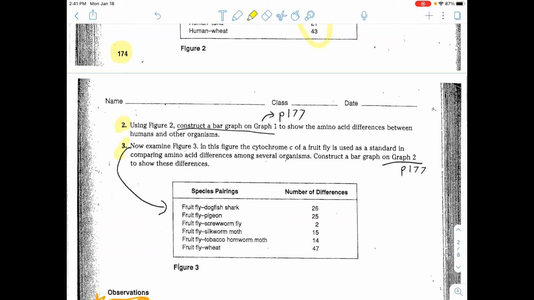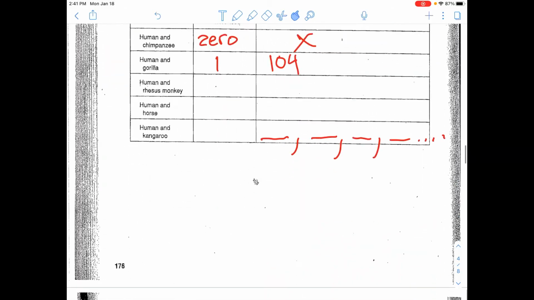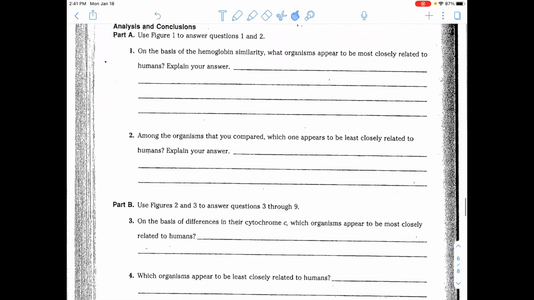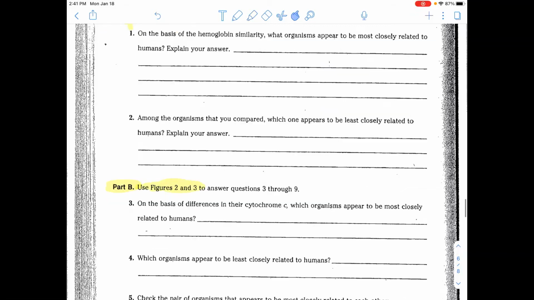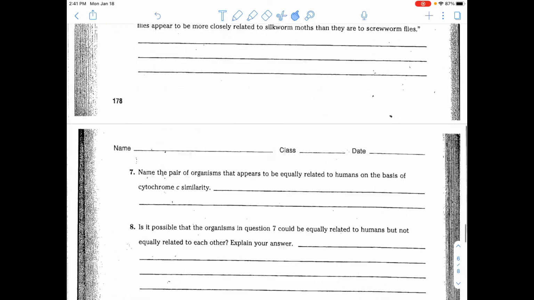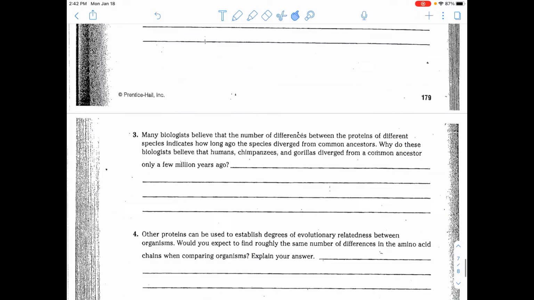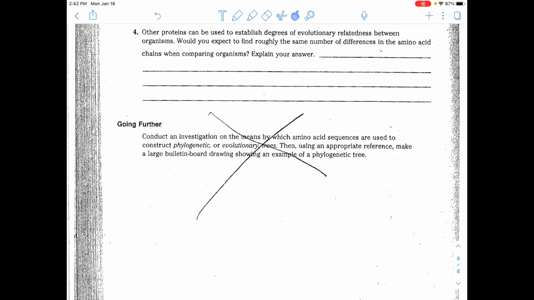We went through all this data, compared the amino acids, and did some graphing. Now you're ready for some questions. The questions tell you very specifically, part A, you're going to use figure 1 to do these. Then 3 and 4 are going to use part B. And after that, you have a couple other questions where you're just using everything you've learned to fill these out.